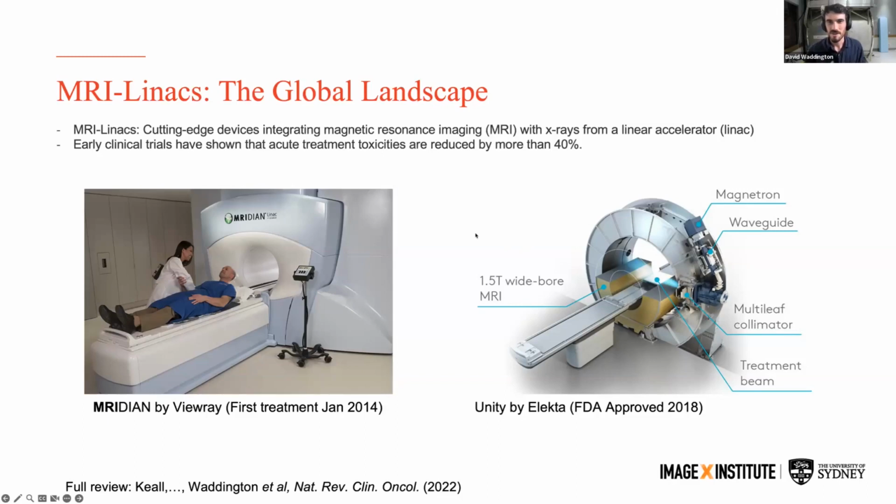Now, thinking about developing technology for these systems, there's a lot of stuff in the background. The MRIdian system works on a Siemens MRI console. The Unity by Elekta works on a Philips MRI console. And we work on something else entirely.